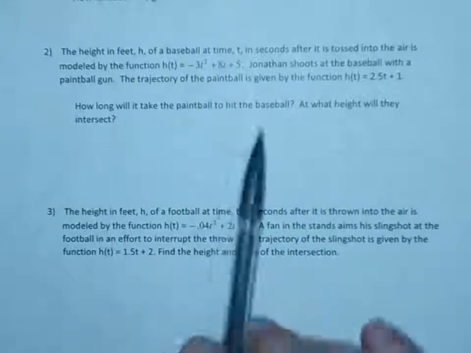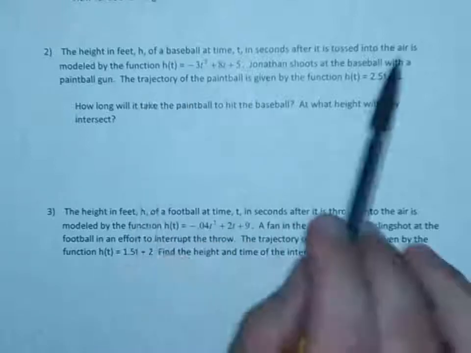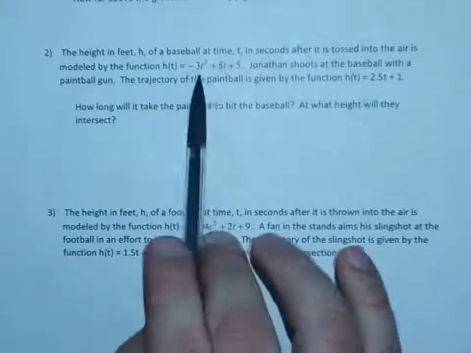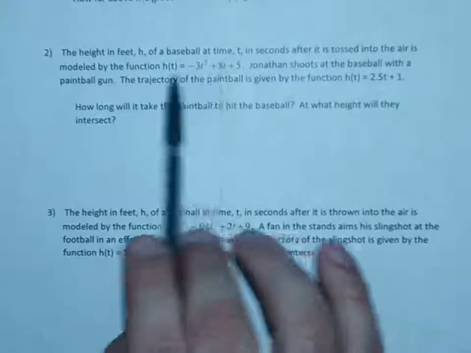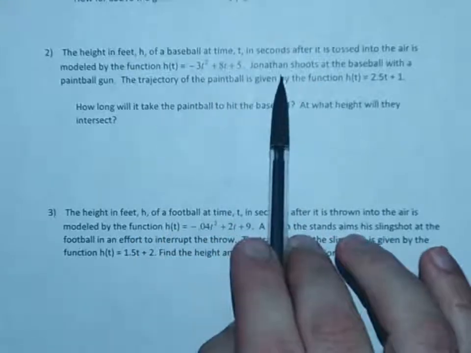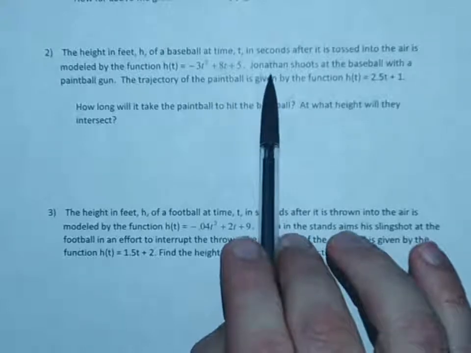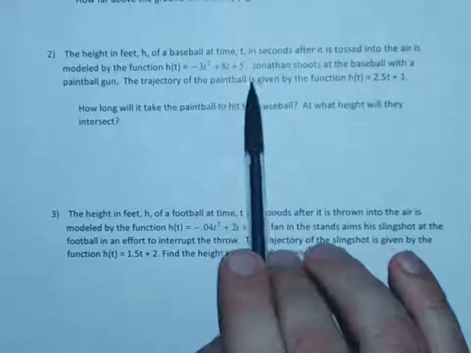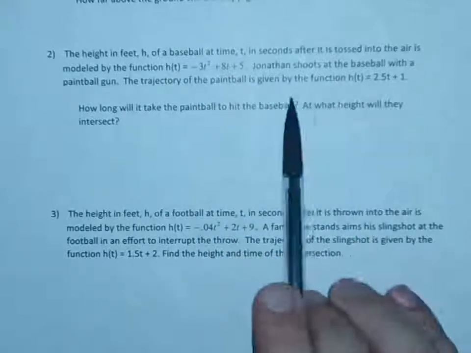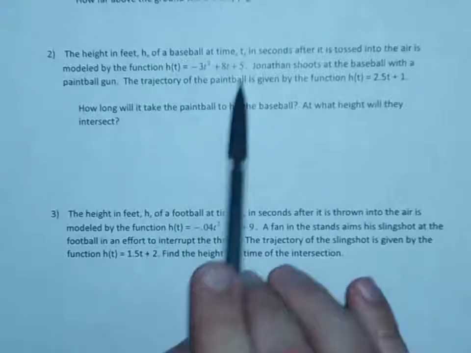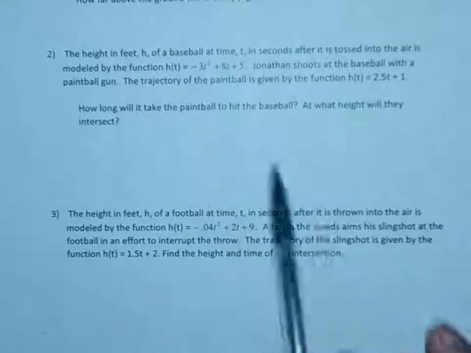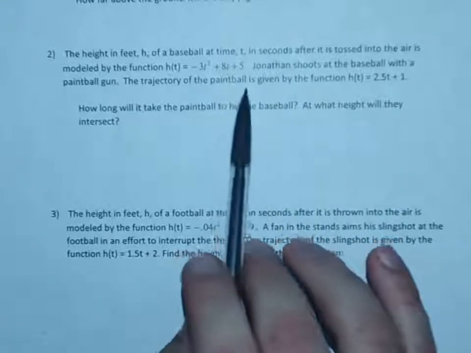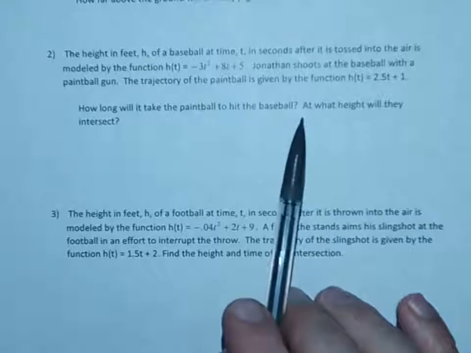So here's question 2. We have a baseball that's thrown in the air, essentially, and the height of the baseball, h, at time t, can be given by this equation here. Then this guy named Jonathan, he's like, I'm awesome, so I'm going to shoot this thing with a paintball gun. And the trajectory of the paintball is given by this. The question is, how long will it take the paintball to hit the baseball, and at what height will that take place? So what I'm going to do is use my calculator to find both of these answers.